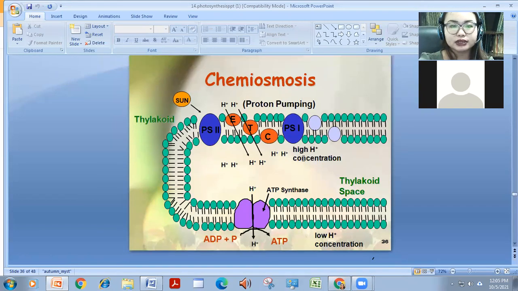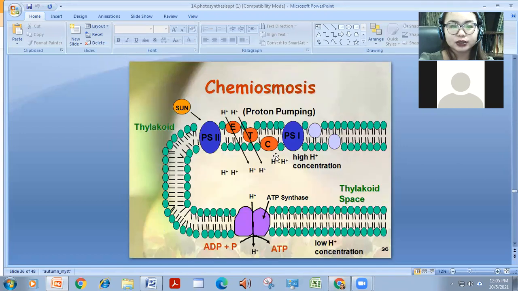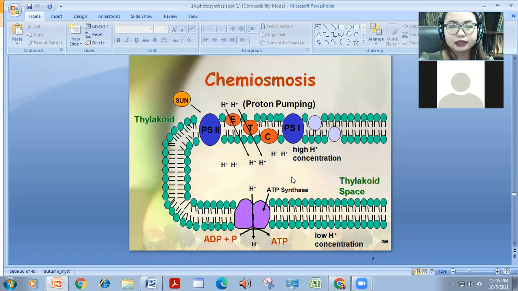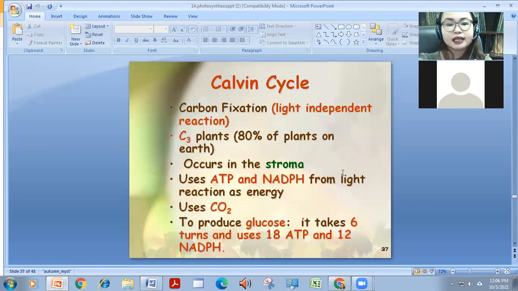Next to chemiosmosis, shown in the diagram is the chemiosmosis, where inside the thylakoid membrane, this is what happens, wherein we produce ATP and NADPH inside the thylakoid. So next is the Calvin cycle. This is the last step of photosynthesis.